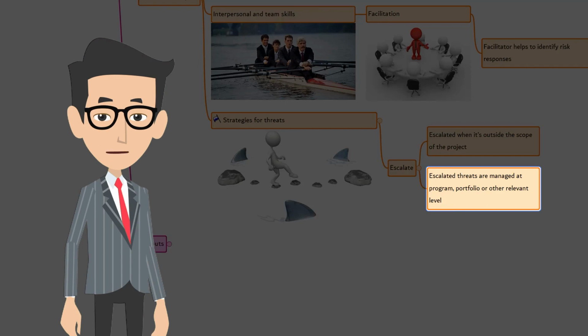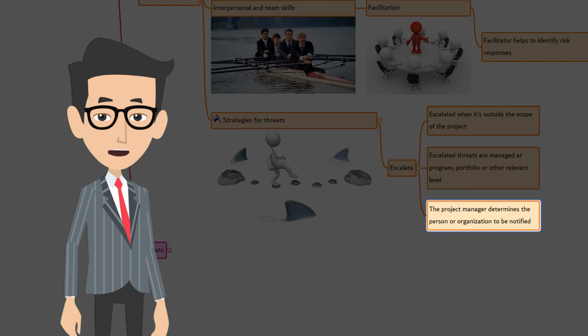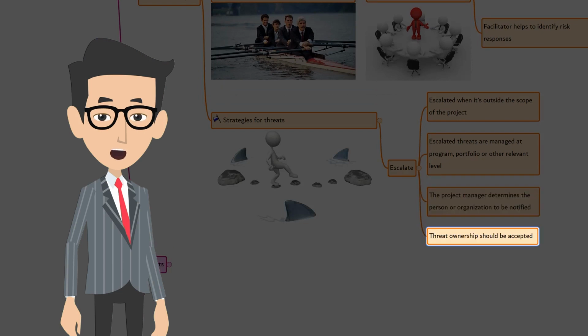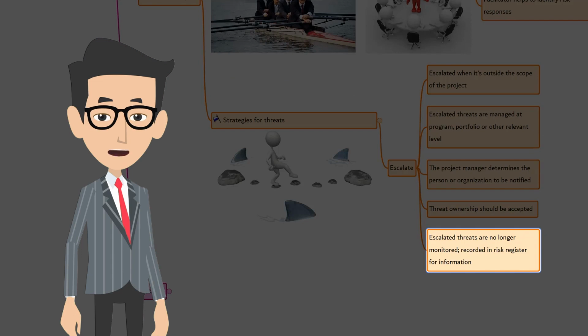Escalated threats are managed at program level or portfolio level or another relevant part of the organization, but not at project level. The project manager determines who should be notified about the threat and communicates the details to that person or to the respective organization. It's important that ownership of escalated threats is accepted by the relevant party in the organization. Escalated threats are not monitored further by the project team after escalation. Typically, they get recorded in the risk register for information.